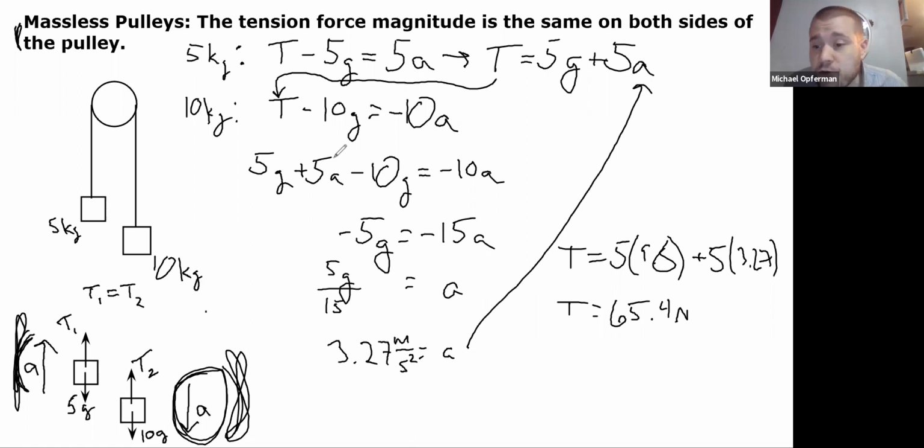All right, so that's how you handle pulleys. Important points are, if it's a massless pulley, tension is the same on both sides of the pulley, and make sure that in pulley problems, you're very conscious of what directions the acceleration vectors are pointing, and make sure those directions are built into your F equals ma equation somehow.